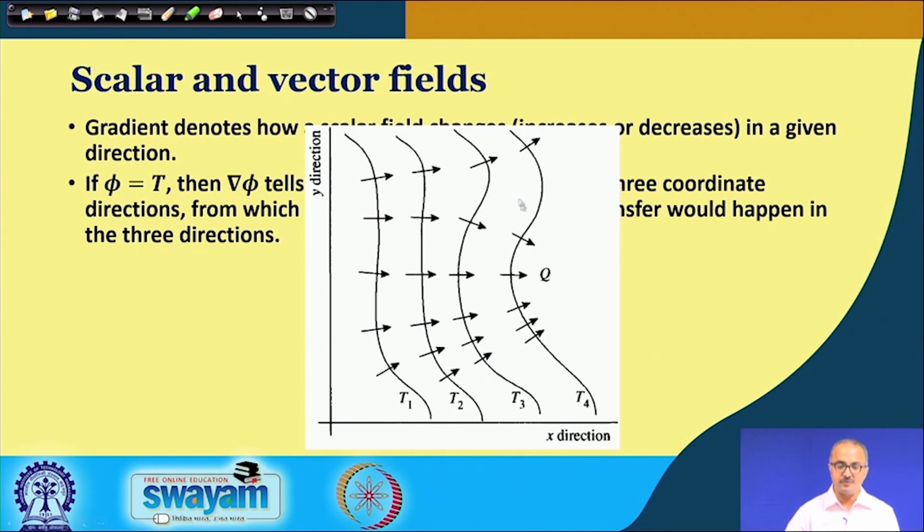Here I am showing this figure, where you can see we have the x direction and the y direction, and in these 2 dimensions temperature is changing. Because the temperature changes in two directions, we find that heat is getting transferred. This Q is the heat transfer. So, because of this gradient, there is a heat transfer occurring.